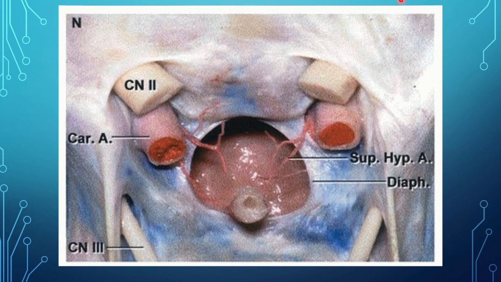So this is a superior view of the same structures: the pituitary gland, the pituitary stalk, and these are the superior hypophyseal arteries. This is the infolding of dura that we saw a while ago, also known as the diaphragma sellae. These two are the carotid arteries and these two are the optic nerves.